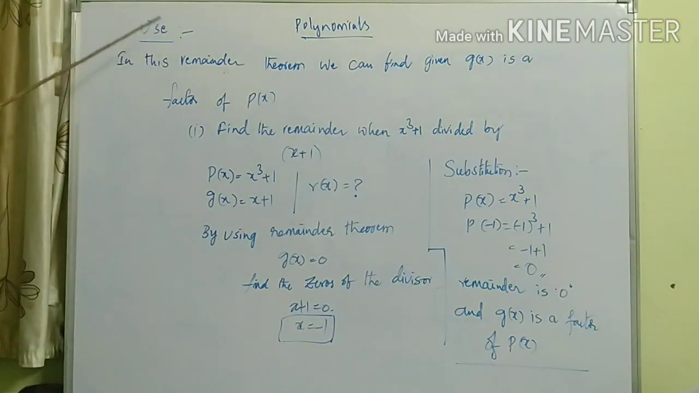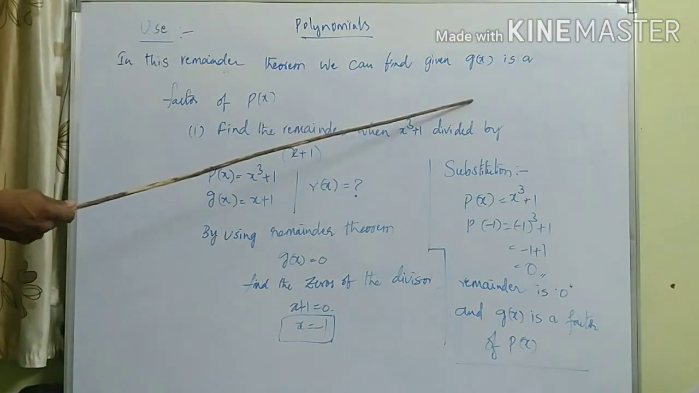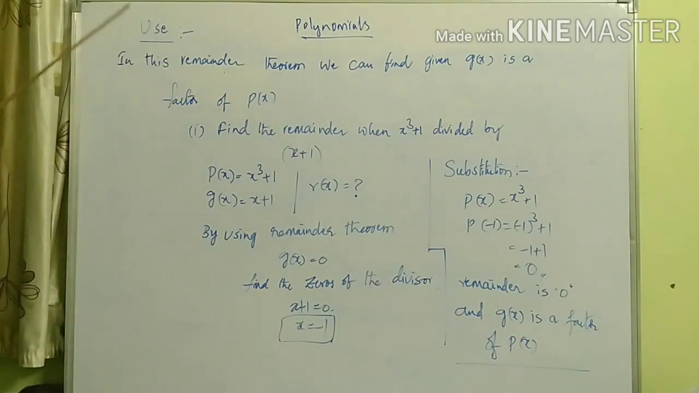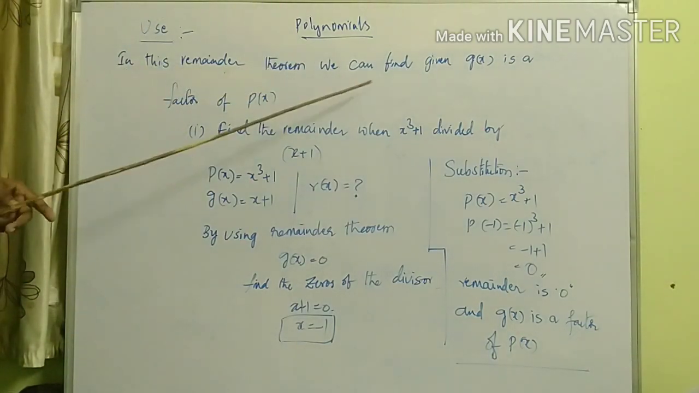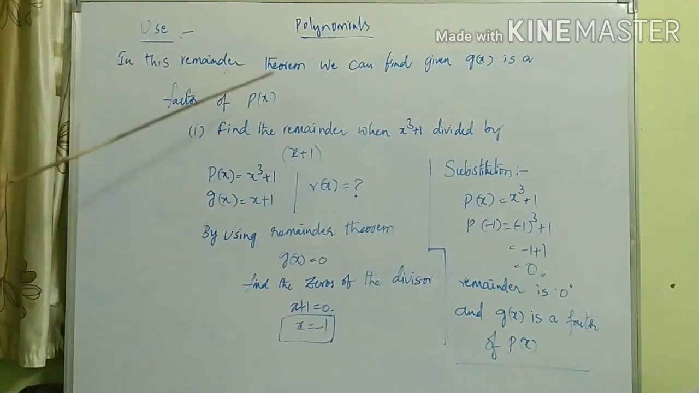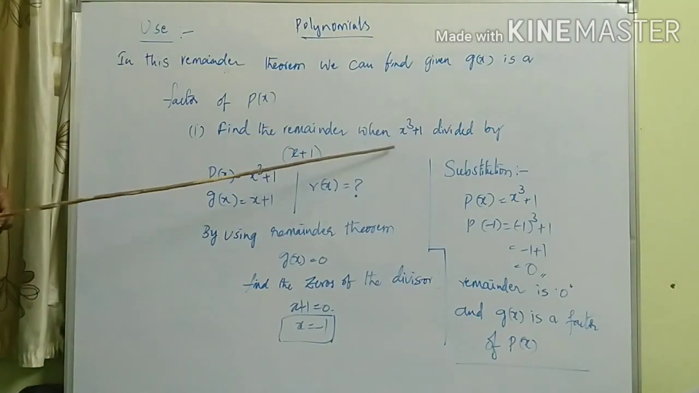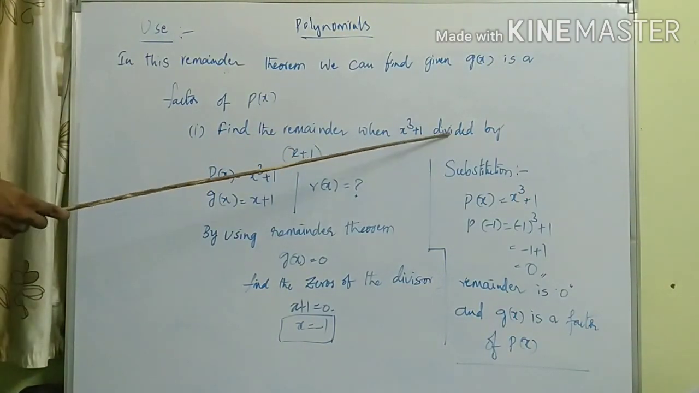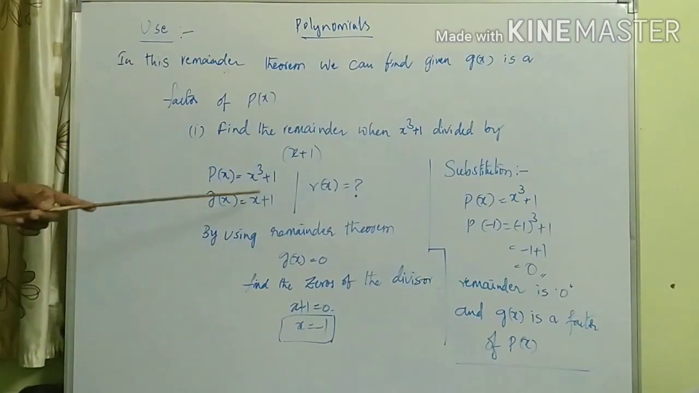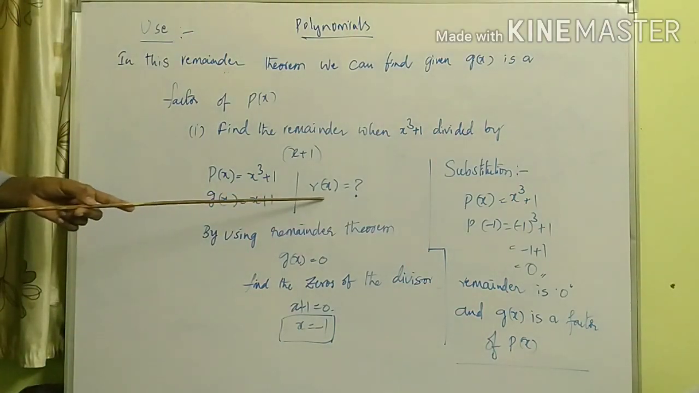Another use of this remainder theorem is that we can find whether a given g of x is a factor of p of x or not. So again I repeat, in this remainder theorem we can find whether a given g of x is a factor of p of x or not. So first one, find the remainder when x cube plus 1 is divided by x plus 1. Here p of x is equal to x cube plus 1, g of x is equal to x plus 1. We have to find r of x.